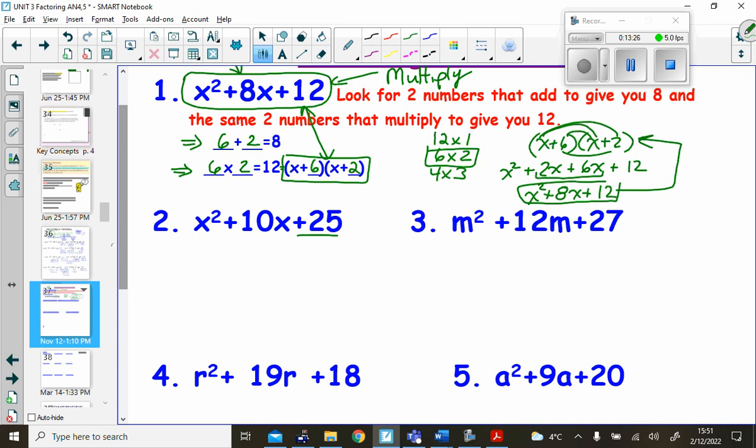Asking yourself, what multiplies to give 25 and adds to give 10? 25 is 5 times 5. 10 is 5 plus 5. So the two numbers are 5s. So that means instead of x squared plus 10x plus 25, you can write that as x plus 5 and x plus 5. These two numbers go in the brackets.